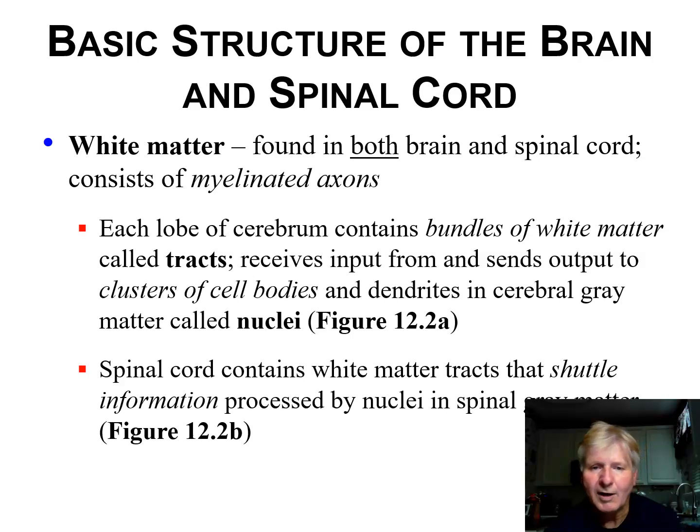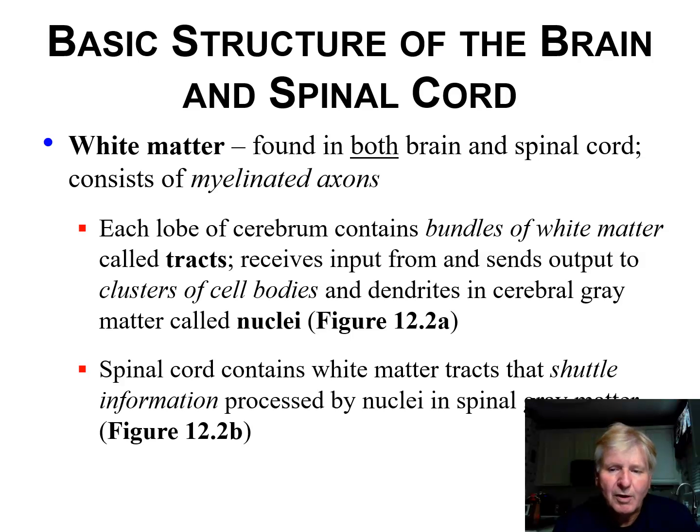One is called white matter, and of course it's found in both the brain and the spinal cord, and it's white because it consists of myelinated axons. Myelin gives a kind of yellowish, whitish color when you look at it grossly. So that's how they derive the term white matter.